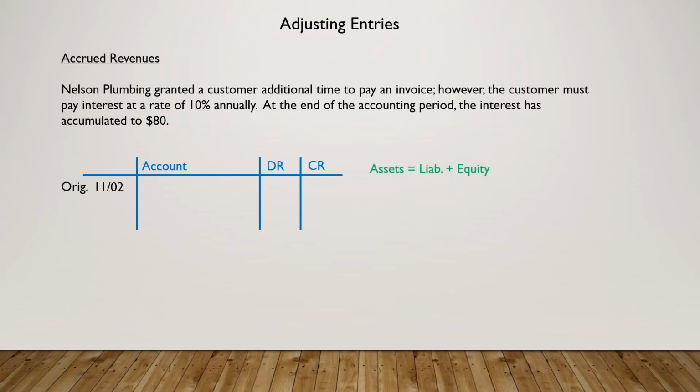Nelson Plumbing has already completed the work to earn that money, so we increase equity via a revenue account. Whenever we have a revenue, we're going to have a corresponding increase in assets. Nelson has earned the money, but it hasn't yet received it, so the asset we increase will be accounts receivable with a debit. Of course, the credit will go to fees earned. Easy enough. Now, just post to the T accounts.